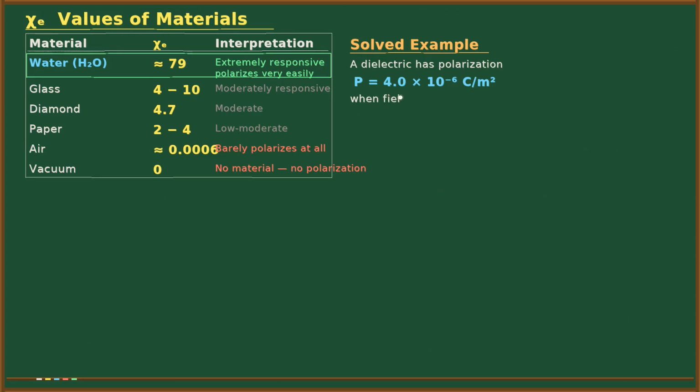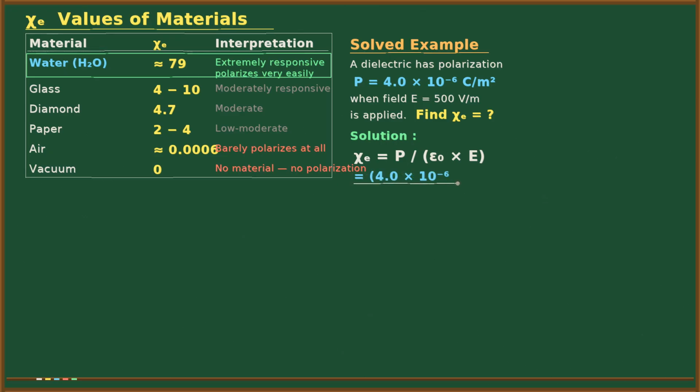Let us solve one problem. Example: a dielectric has polarization P equals 4.0 times 10 to the power of minus 6 coulombs per square meter, when an electric field E equals 500 volts per meter is applied. Find chi sub E. Solution.